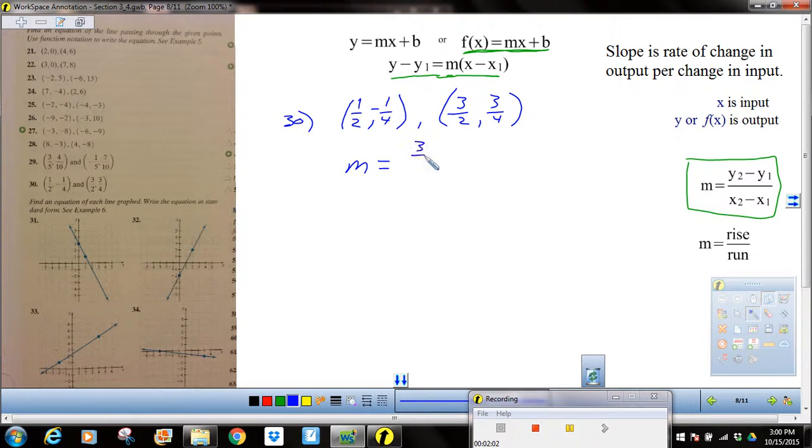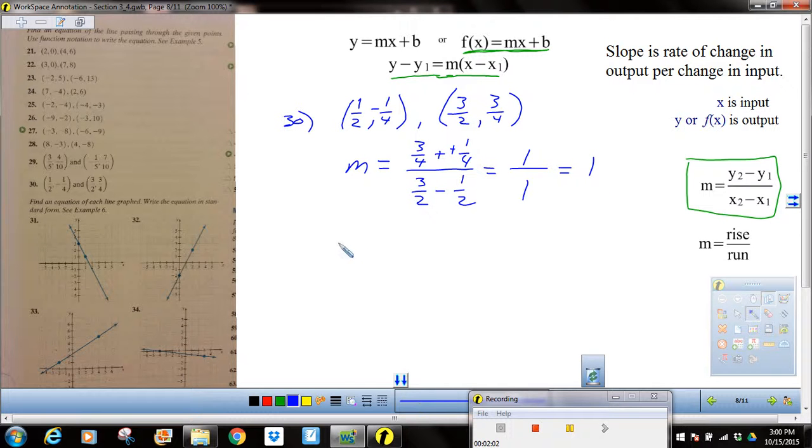Slope is y2 minus y1 over x2 minus x1. 3/4 plus 1/4 is 1. 3 halves minus 1/2 is 2 halves, which is 1. Looks like my slope is 1.